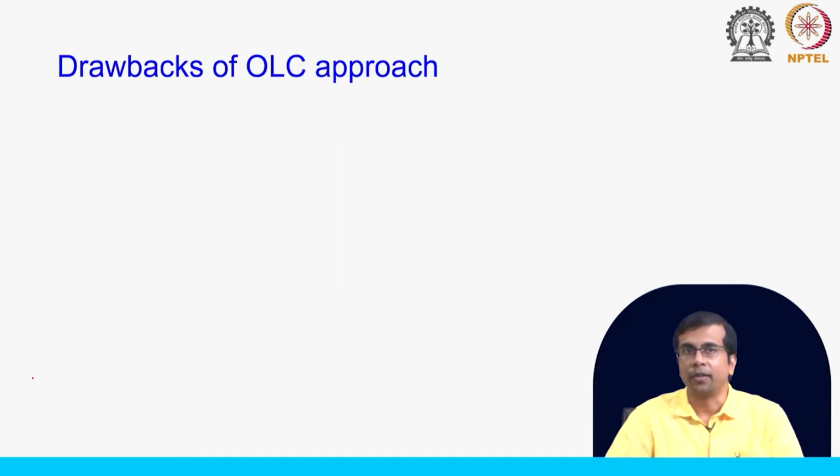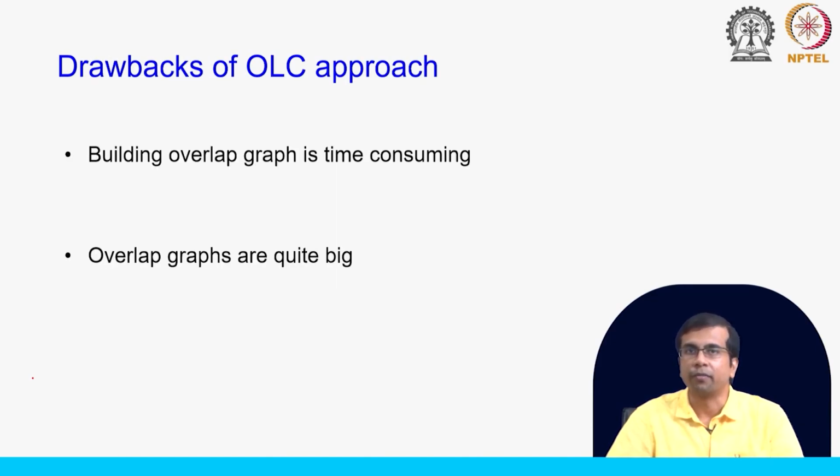To discuss the drawbacks, we have mentioned two drawbacks of the OLC approach. First, building the overlap graph through pairwise comparison is time consuming. We are doing billions of these pairwise comparisons, and each comparison takes time, whether you are applying dynamic programming or suffix tree based methods. So, that will take a lot of time. In fact, this is the most time consuming step in the OLC approach. Also, the overlap graphs are quite big. We have billions of reads, and each read is present as a node in the graph. So, the structure is quite big, which would have to be stored in memory, and that will consume a lot of RAM.